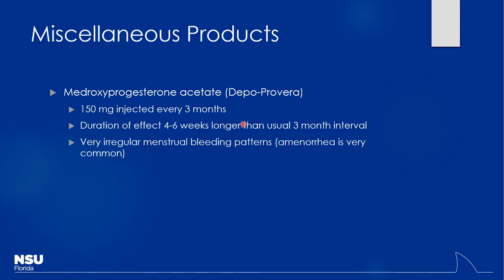Some other miscellaneous products you'll run into, things like Depo-Provera. We've talked about this before. This is just a shot you get every 3 months or so. This one is particularly bad about causing anovulation for a long period of time because, again, the levels are not 0 at the end of that 90 days.